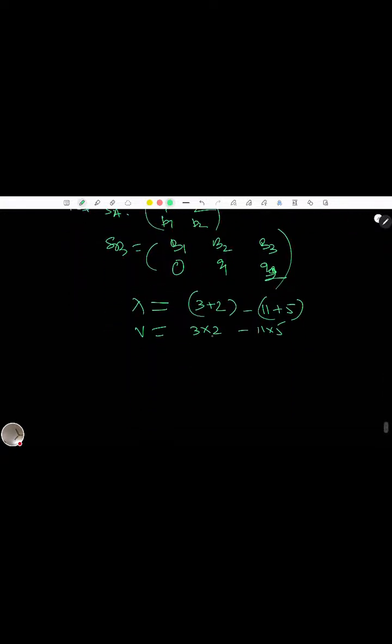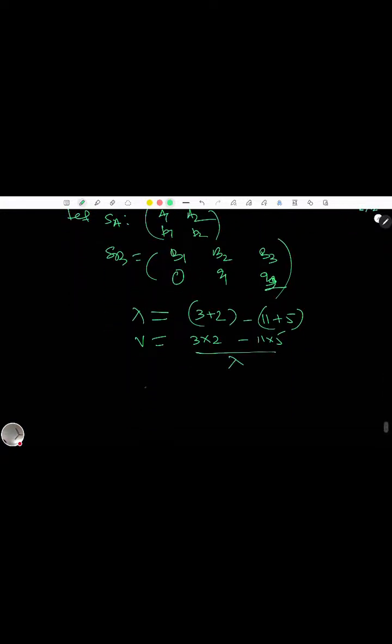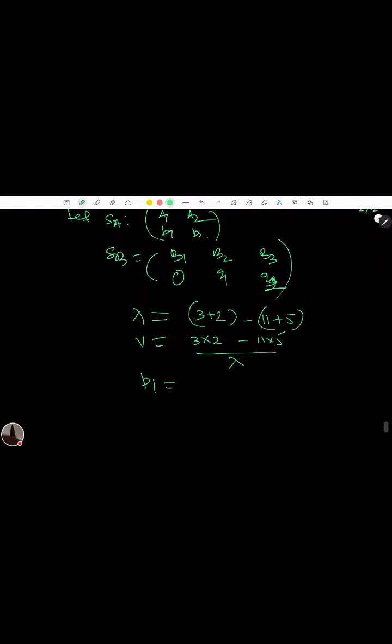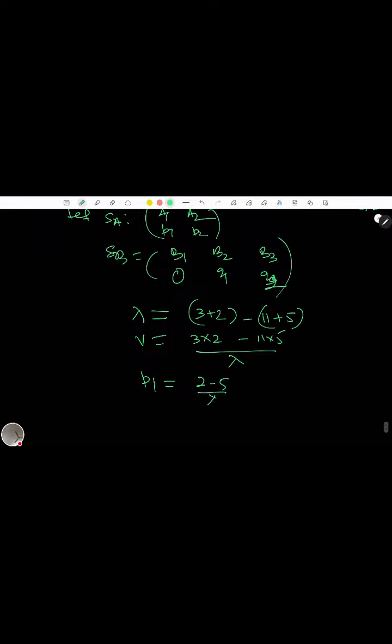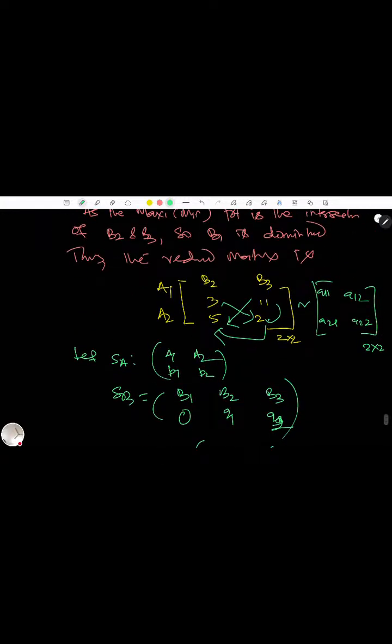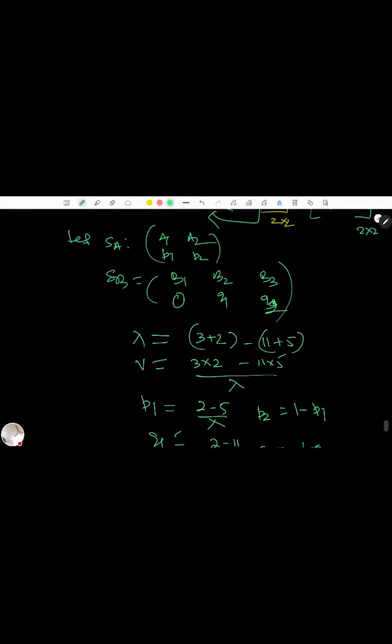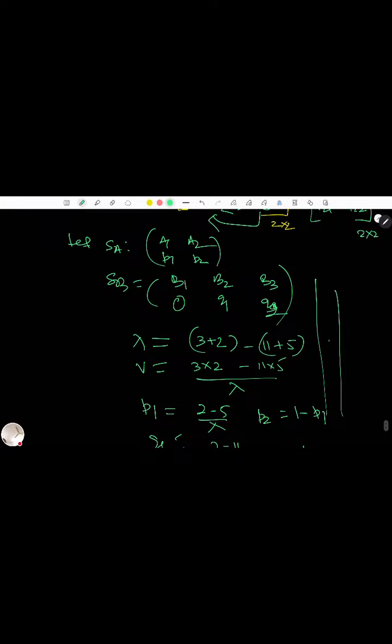This is divided by lambda. Accordingly, P1 will be 2 minus 5 divided by lambda, and P2 is 1 minus P1. Q1 will be 2 minus 11 divided by lambda, and Q2 is 1 minus Q1. I substitute all these values in SA and SB to get my answer.